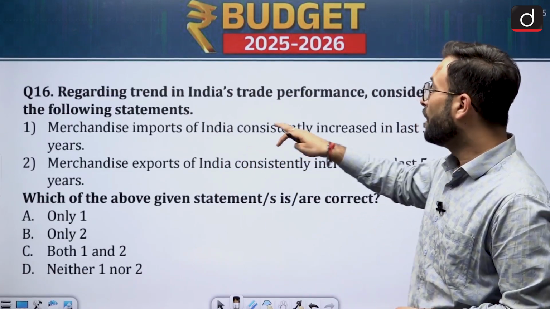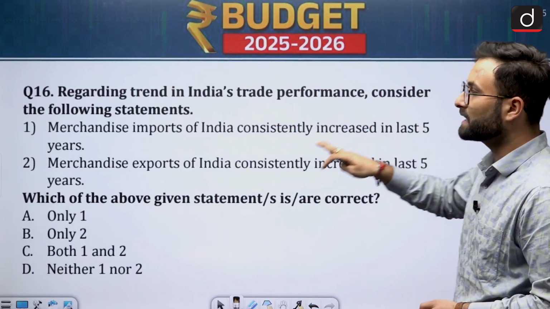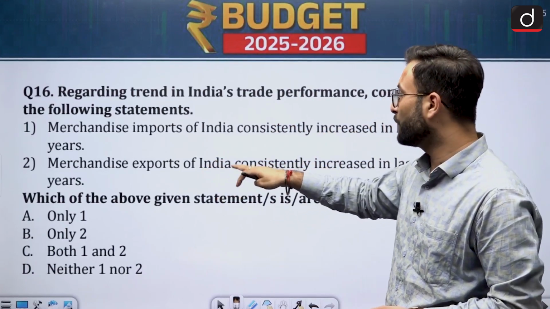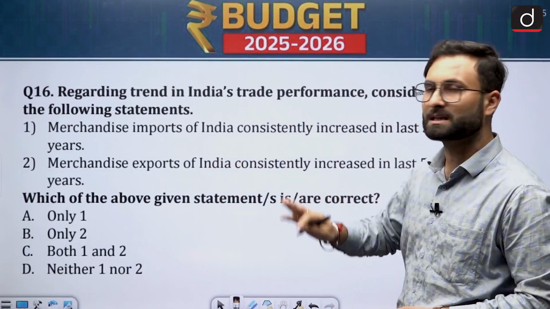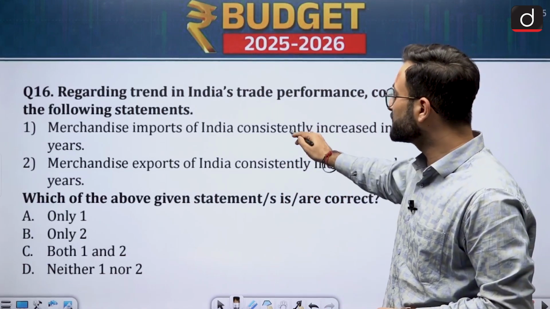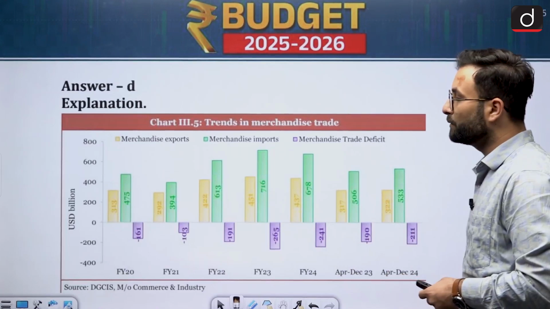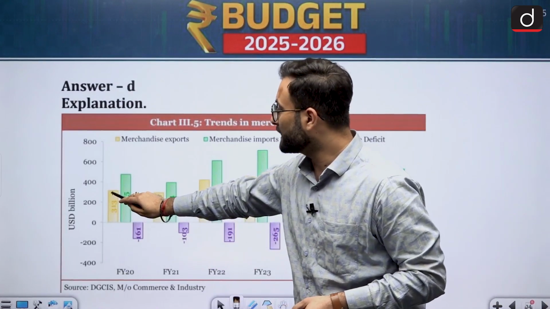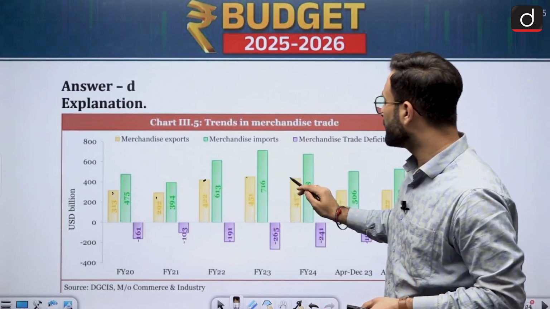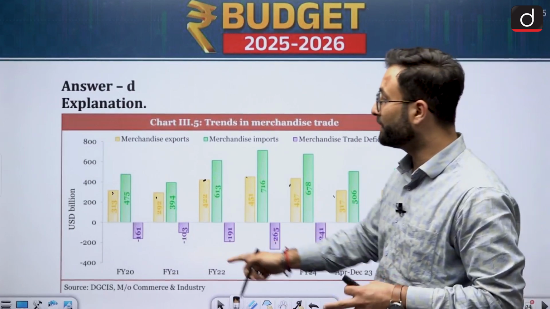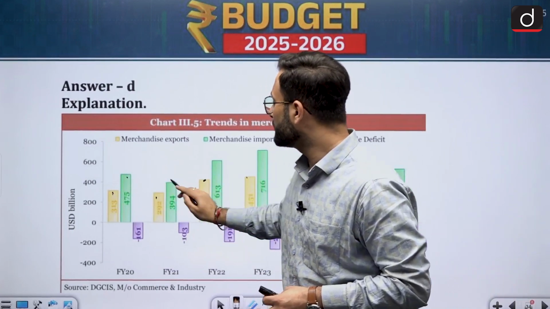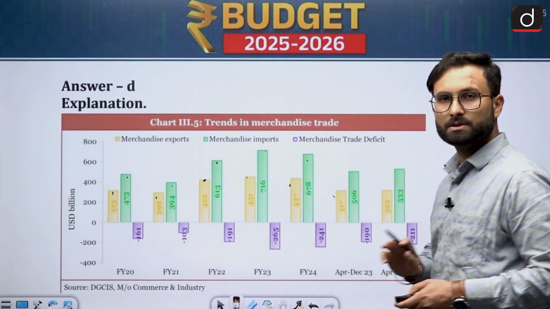Merchandise imports of India consistently increased in the last 5 years, and merchandise exports of India consistently increased in the last 5 years. Now, both the statements are incorrect because there was no consistency. If you look at this particular graph, it goes up, then decreases, then increases, then increases, then decreases, decreases. So there is no consistency. When we talk about the imports, increase, decrease, increase, increase, decrease. So there is no consistency.